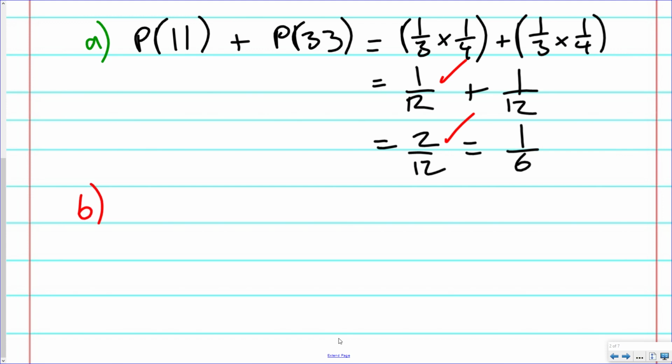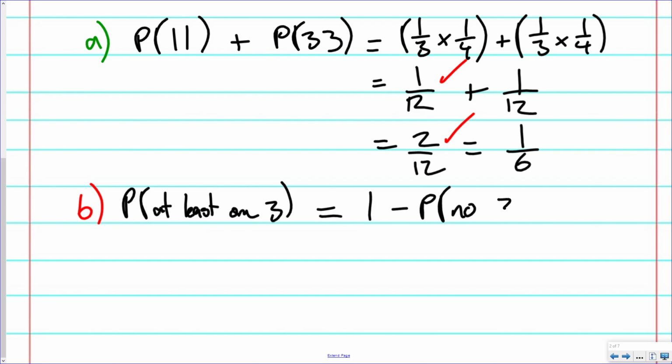So here, if I want to find the probability of at least one 3, that's going to be the same as doing 1 minus the probability of no 3s. If we can find the probability of not getting a 3, that means the opposite of that would be the probability of getting at least one 3.